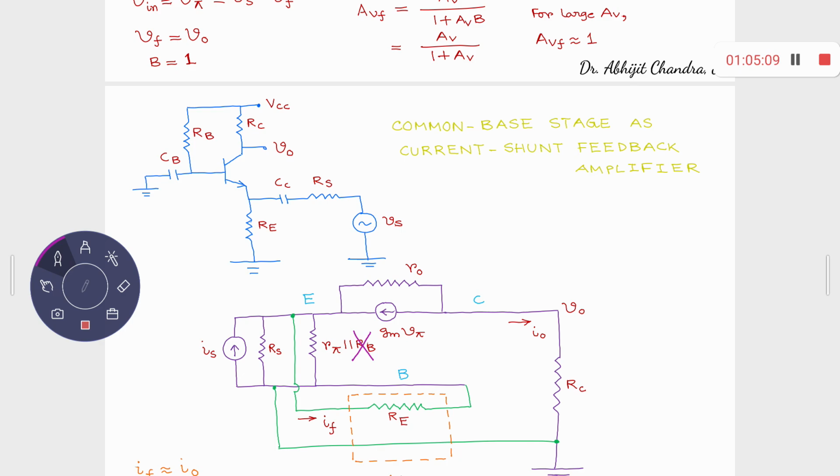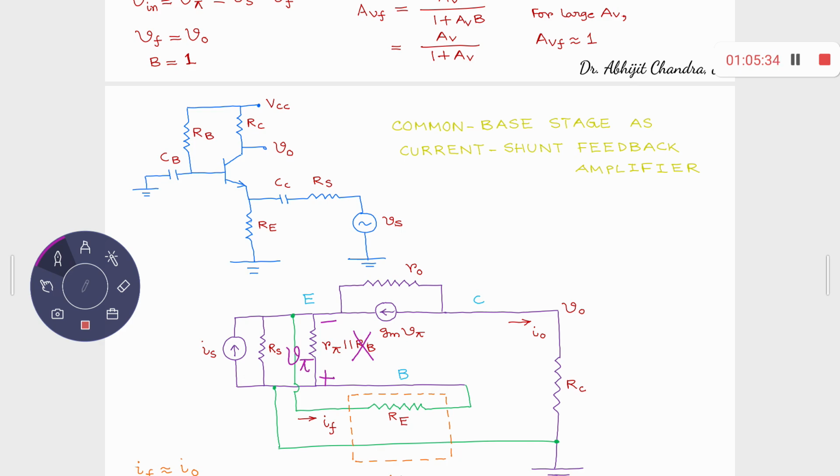Okay. What else? You have R naught between collector and emitter. This one is R naught. You have gm V pi between collector and emitter, with this being the direction of the current from collector to emitter. What is V pi? V pi is this voltage, plus minus. This is your V pi.